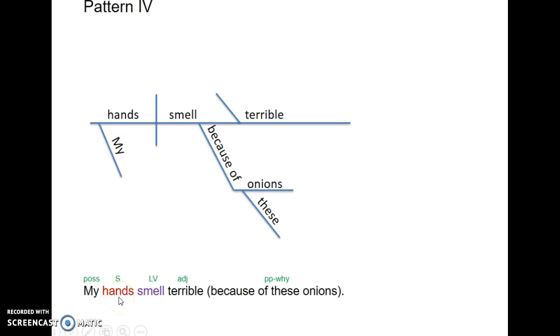This next one we have hands as our subject. Smell is one of those verbs of sense, which makes it a linking verb. And then we have an adjective and a prepositional phrase. So we have subject, hands, linking verb, smell, adjective is the subjective complement, which makes that a pattern 4. We put in our possessive for hands, and then because of these onions is answering the question why. Again, that's an adverb question, so it's diagrammed below the verb. Because of are our 2 prepositions. Our onions is the noun on the horizontal, and these is the modifier that goes below the noun.